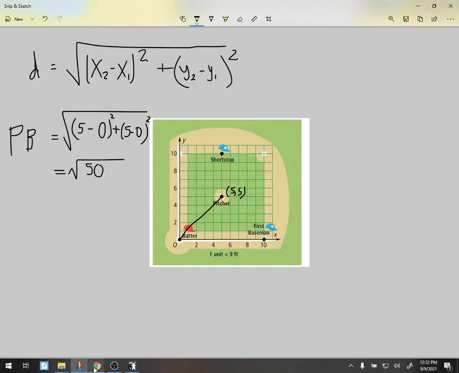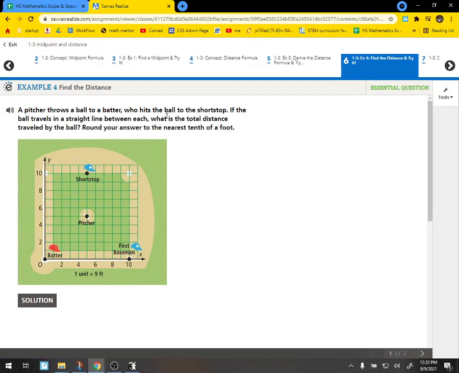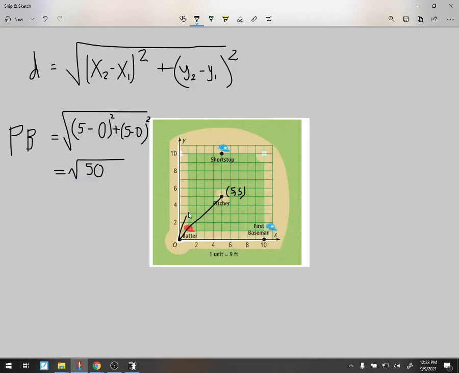All right. And then where does the batter hit it to? The batter hits it to, oh, it says round to the nearest tenth of a foot. Okay. But it says the batter hits the shortstop. Oh, first baseman's like, why am I here? So it travels to the shortstop. So, all right, well, how far was the shortstop from the batter? Well, let's find out. We could say batter to shortstop.